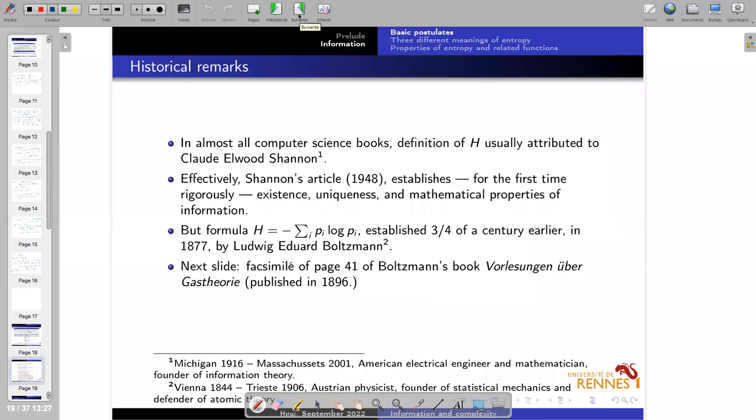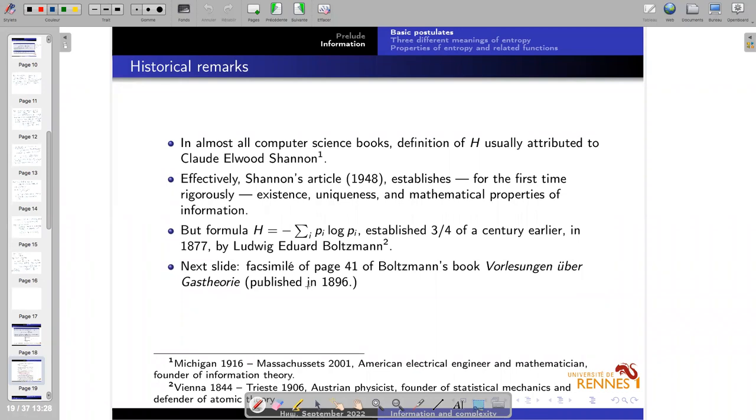because this function has a long story. I mean, in almost all computer science books, the definition of H is usually attributed to Shannon. And the reality is that Shannon, in his article in 48, establishes for the first time rigorously the existence and uniqueness and the mathematical properties of information. But the formula like that was established in 1877 by Boltzmann and published only 20 years later in 1896.